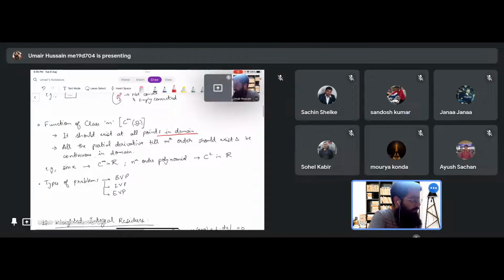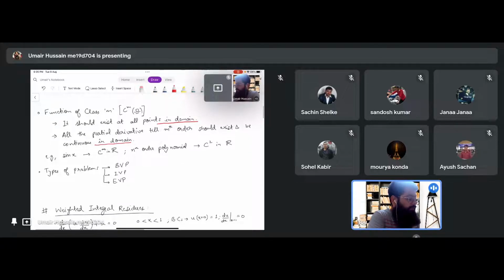Again, the domain should be defined first. As in the class, the example was given for the sin x function. It can be differentiated any number of times, an infinite number of times. So its class is C infinity.